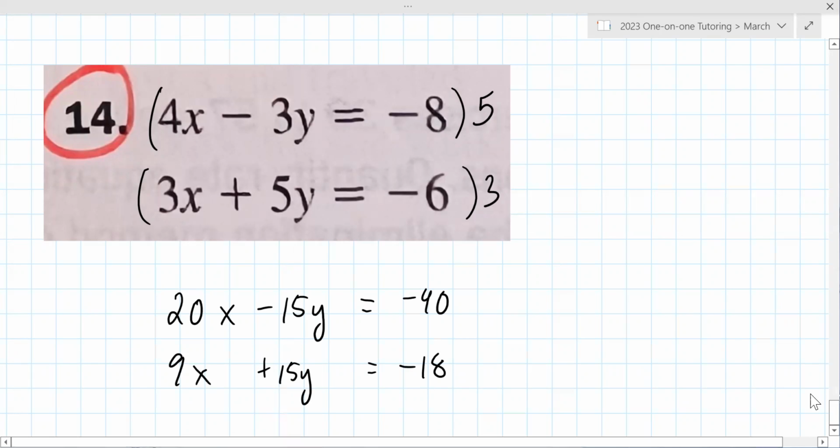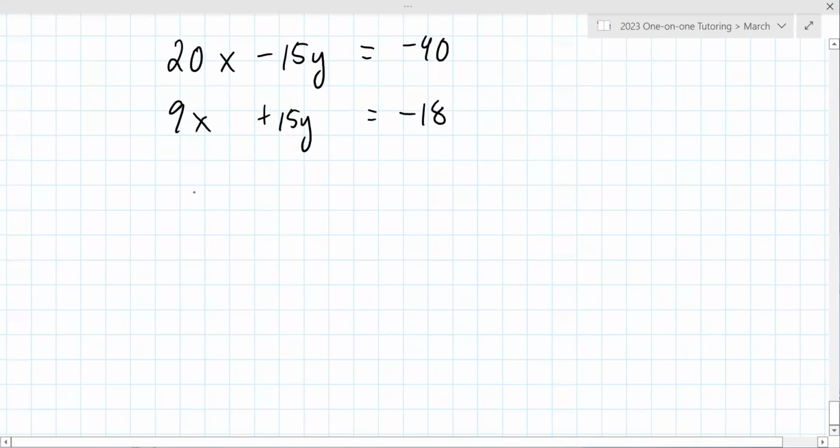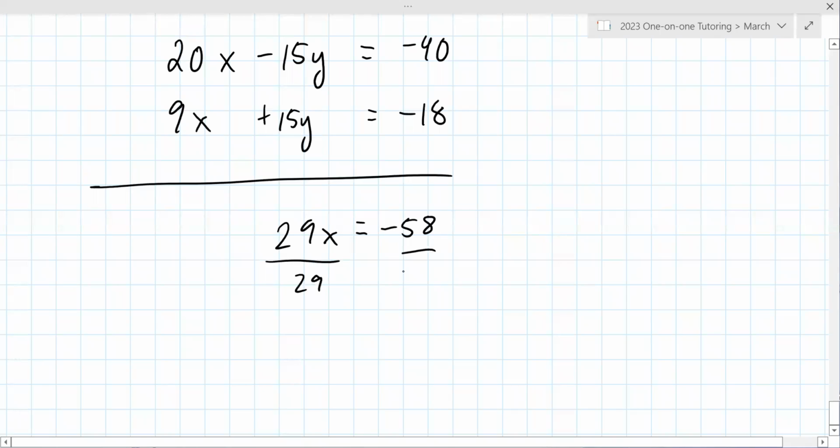So this is 29x. When we add these up, 29x equals minus 58. X equals minus 2.